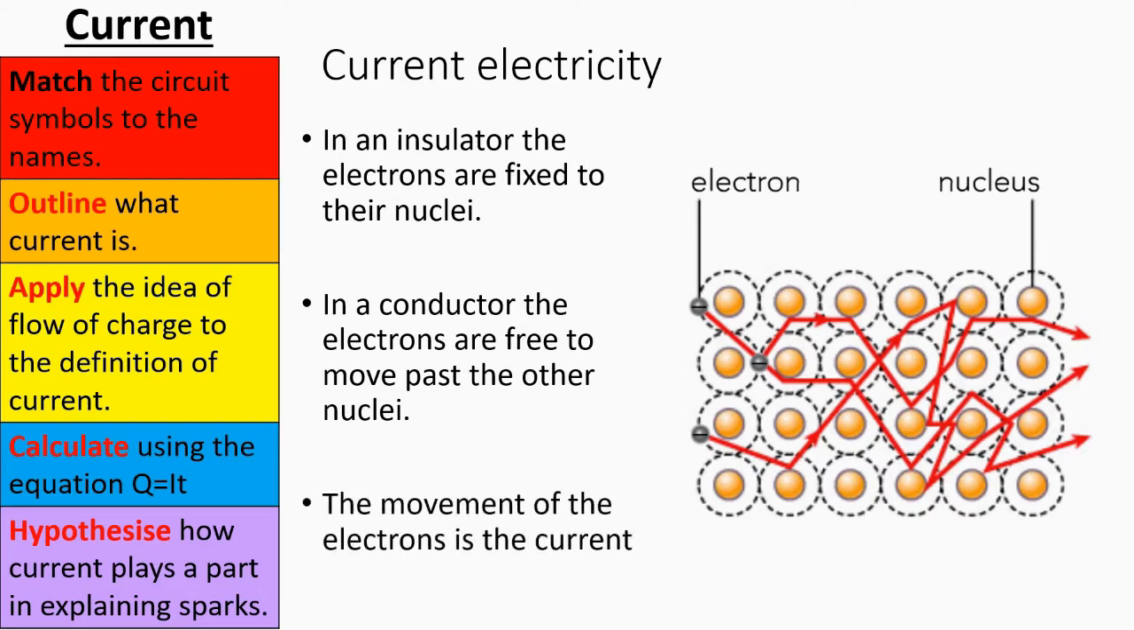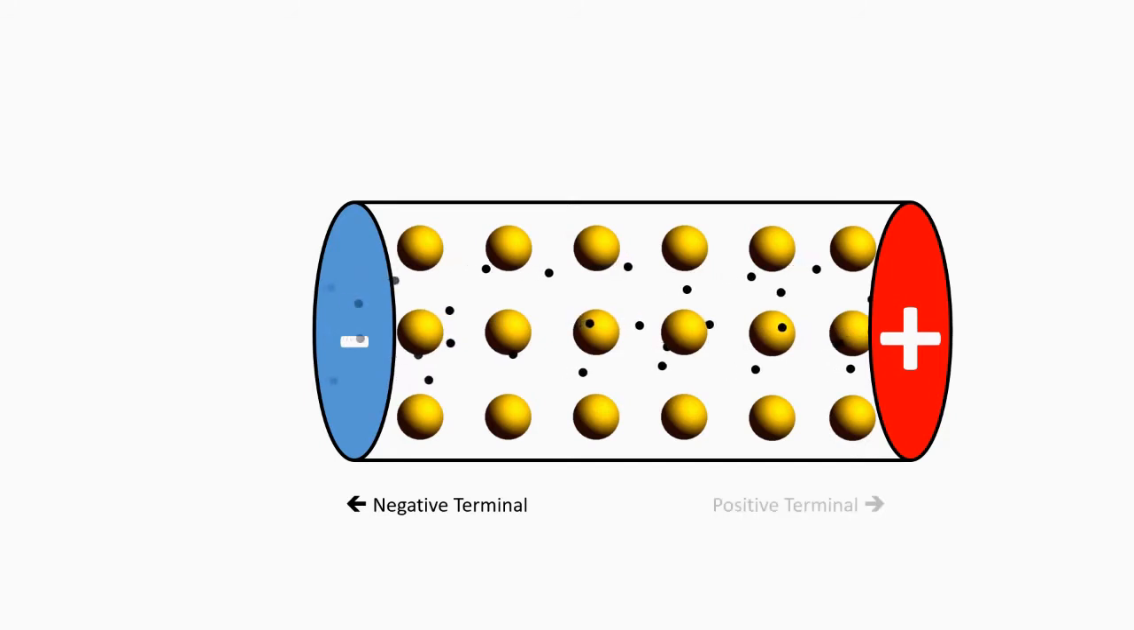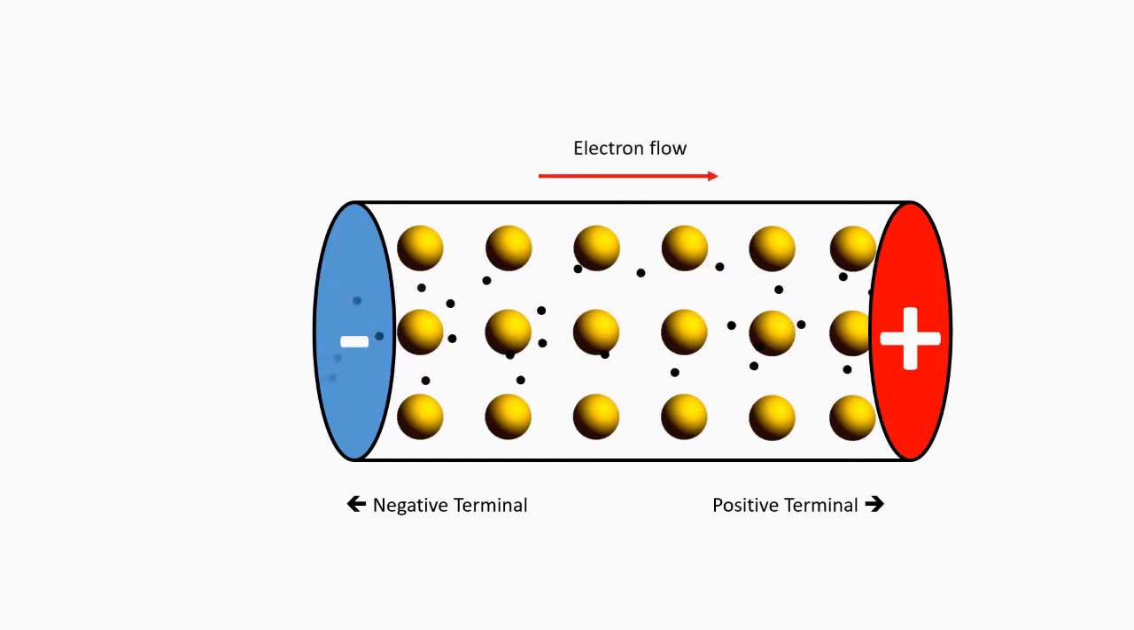The movement of electrons is called current. So now we can refine our model even further. Inside of the wire, the gold balls represent the nuclei. On the left we have the negative terminal, and on the right the wire leads to the positive terminal. The electrons are repelled from the negative terminal towards the positive terminal, resulting in an electron flow that moves from negative to positive.